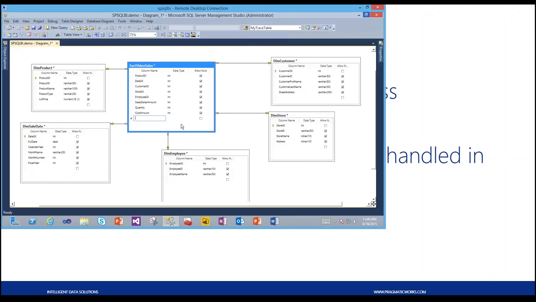Okay, and so at that point, we've identified the dimensions and the measures, and so we've got a very basic star schema here that we're ready to start playing with, massaging, developing, and moving on from here.